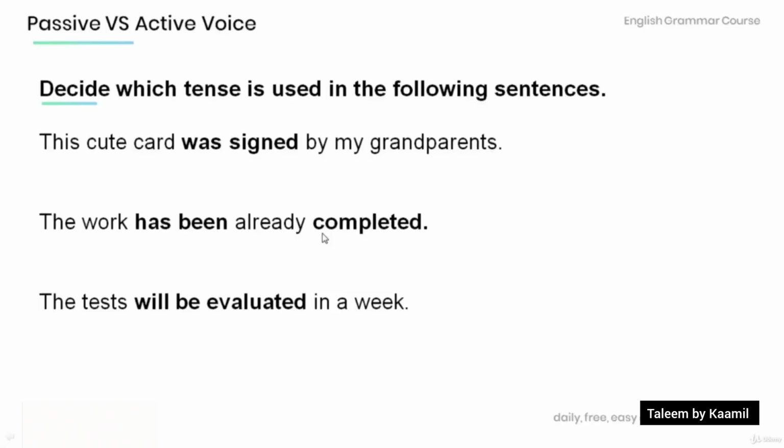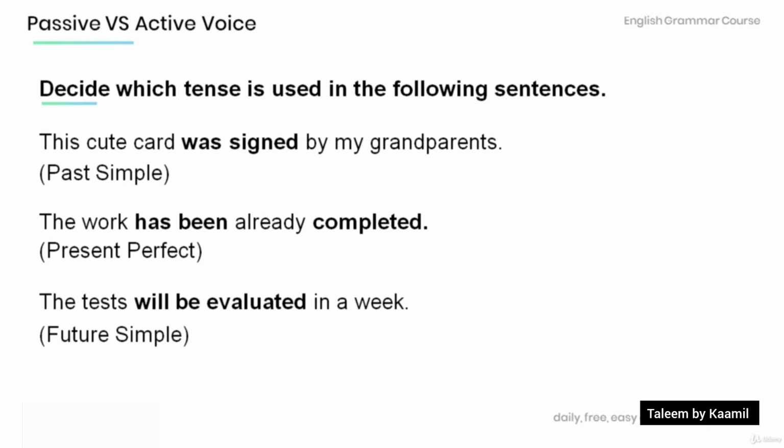And now, let's review and practice a bit. Read the following sentences and decide which tense is being used. This cute card was signed by my grandparents. Past simple. The work has been already completed. Present perfect. The tests will be evaluated in a week. Future simple.